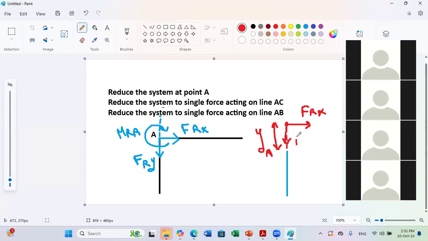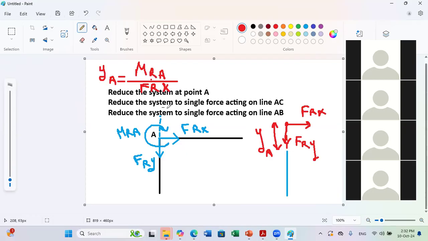Okay. So now let us look at our figure. As we said, FRY is not producing any moment about A. We only have the moment of FRX. So the distance we should displace our force with is YA equals MRA over FRX. Okay? Clear? Question on this? Okay.